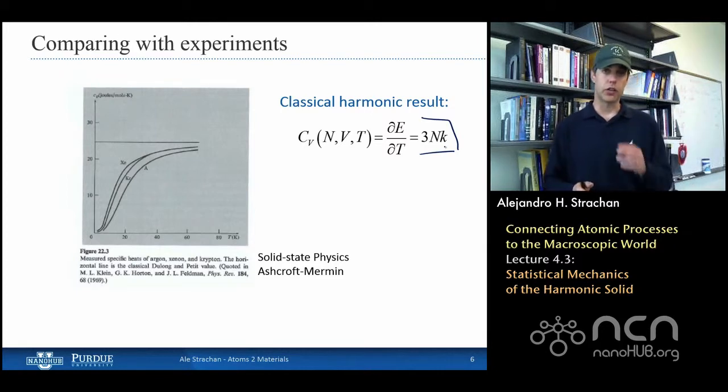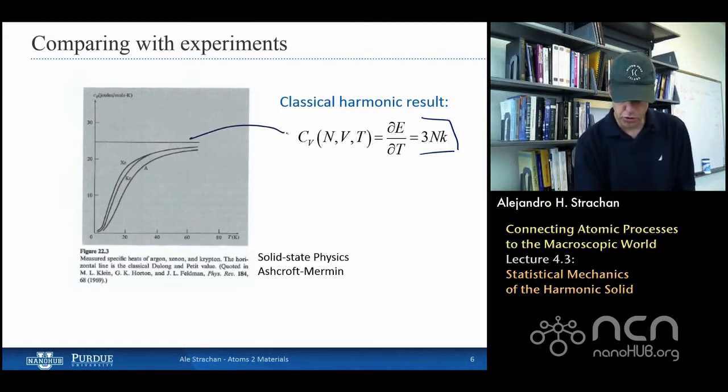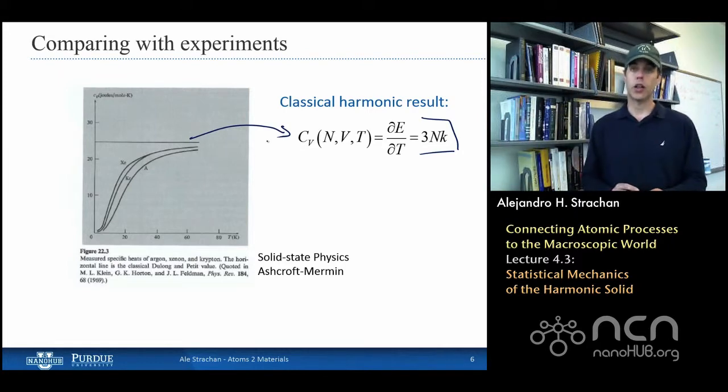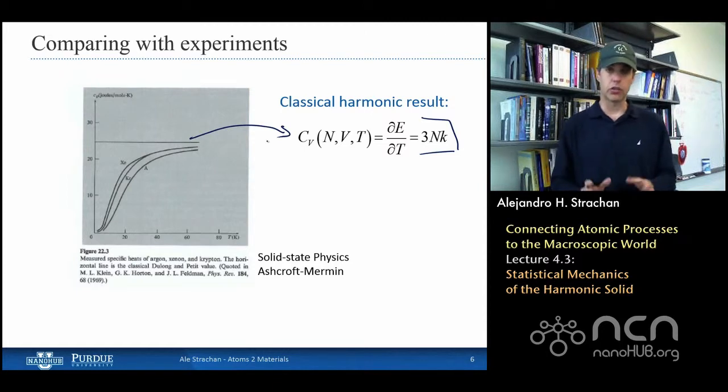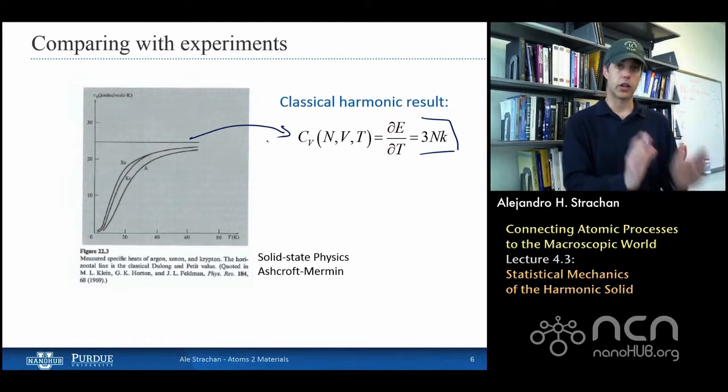And what we find is that this is the specific heat as a function of temperature for a bunch of noble gas solids. And what happens is that at low temperatures, the specific heat goes down to 0. And as you increase the temperature, the specific heats go up, and they kind of approach the classical limit as you increase the temperature.